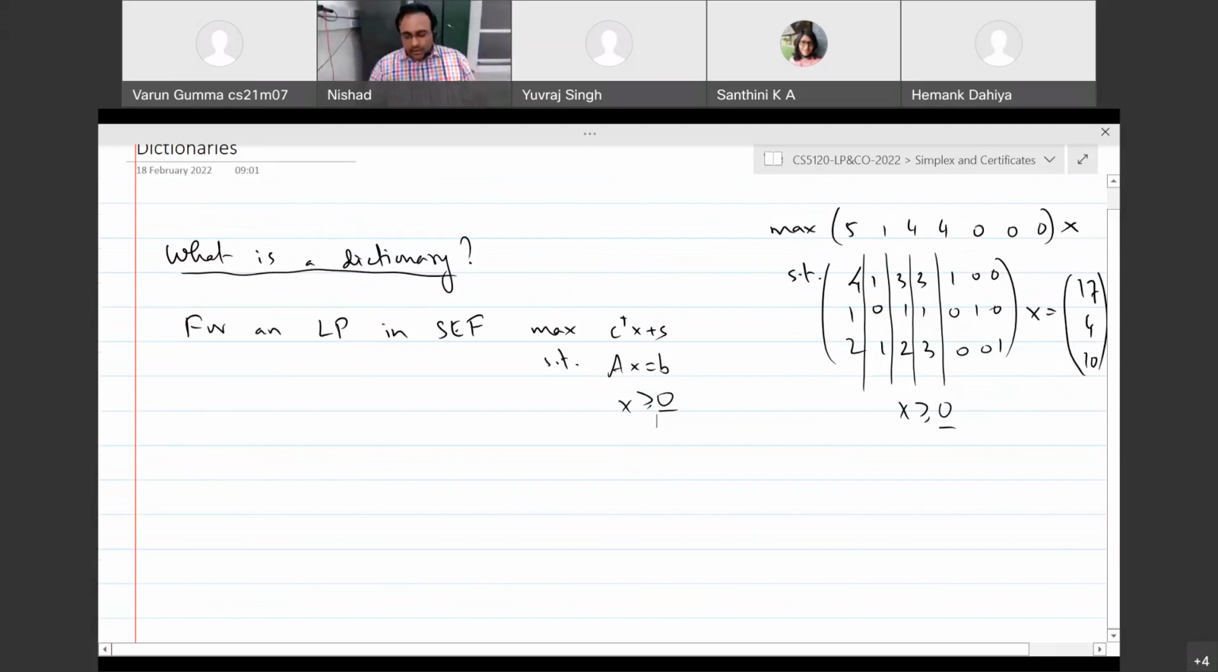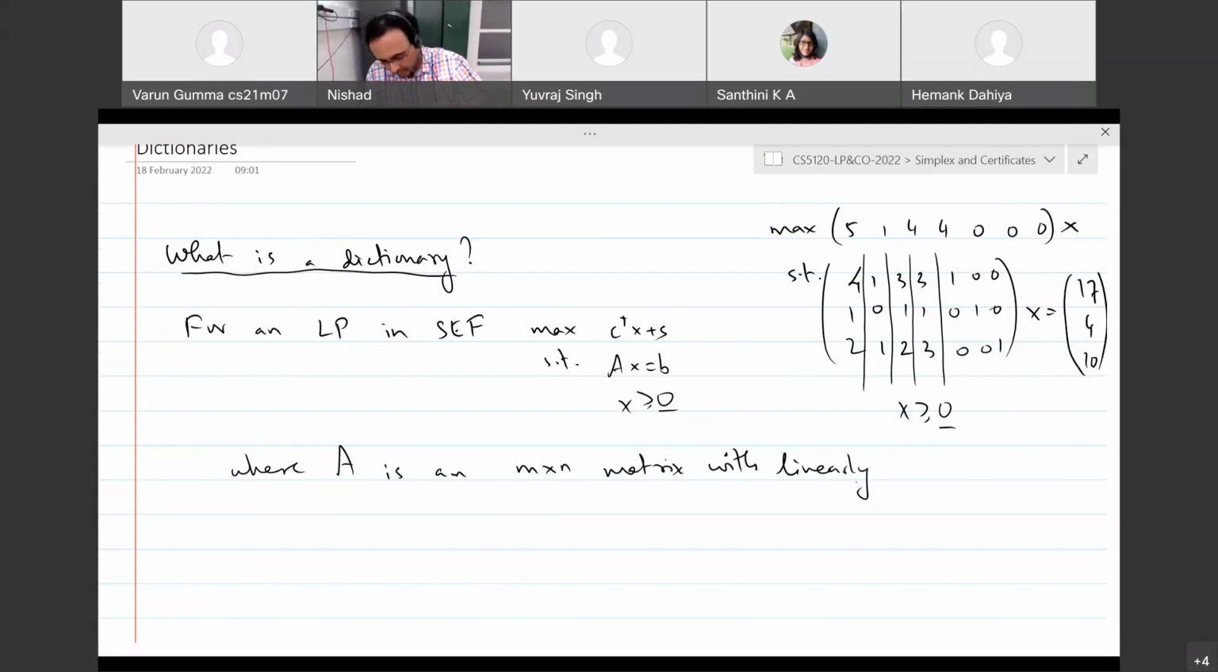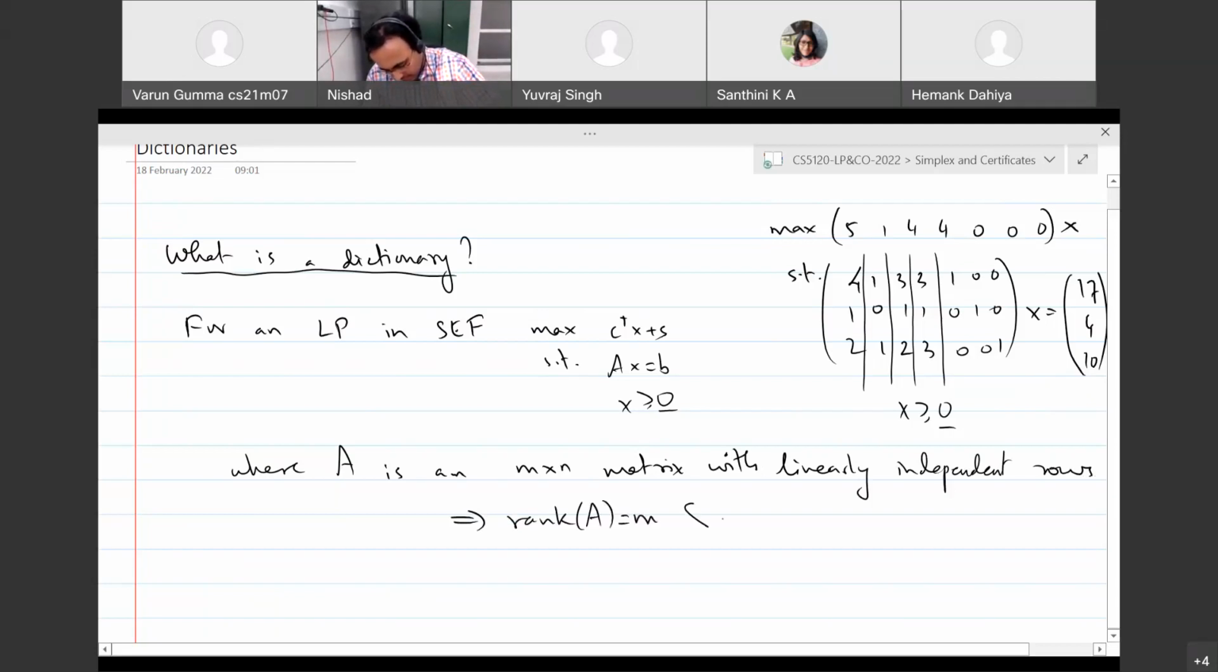Okay, so let's say we have an LP in SEF where A is an m by n matrix, right? And we are going to assume that the rows of A are linearly independent. So in other words, any constraint cannot be written as a linear combination of other constraints. Otherwise, you would just throw it away. So let's say you have linearly independent rows, which in particular means that the rank of the matrix is equal to m and m is less than or equal to n, right?